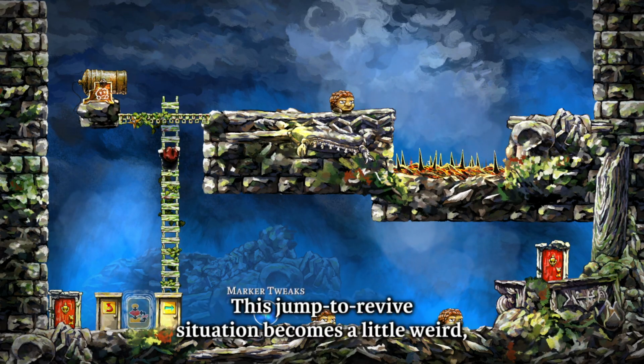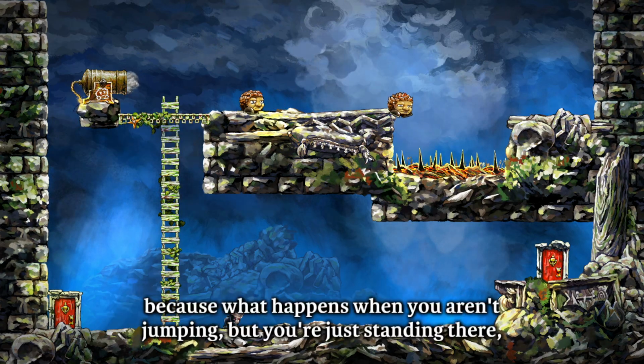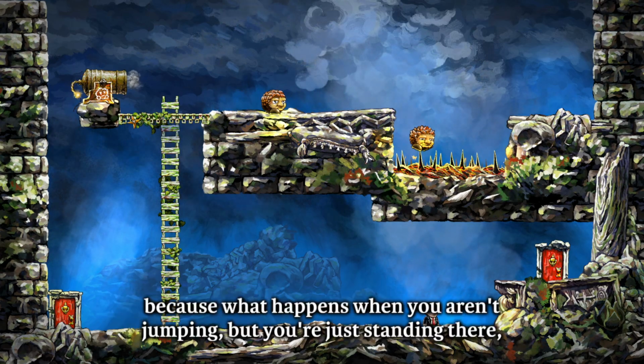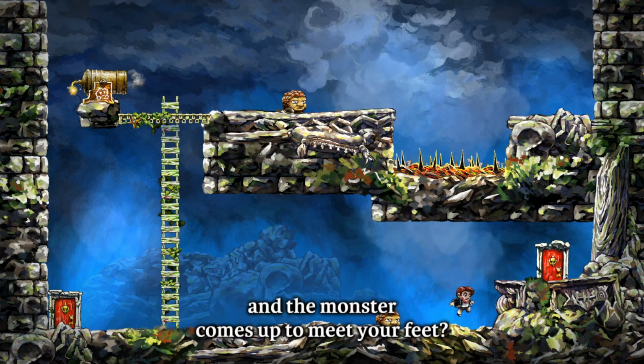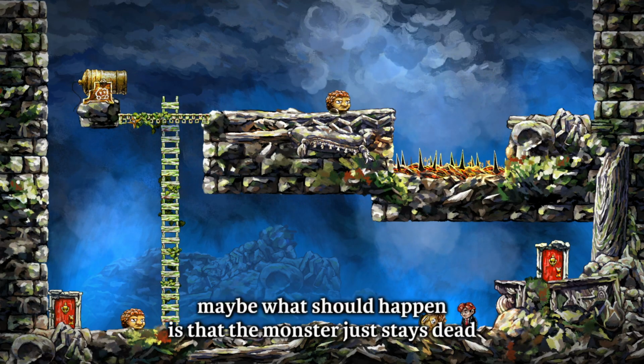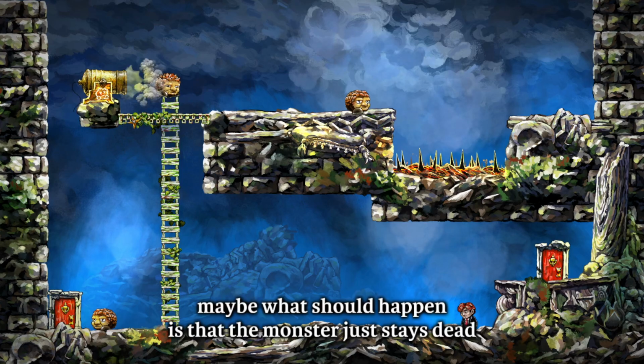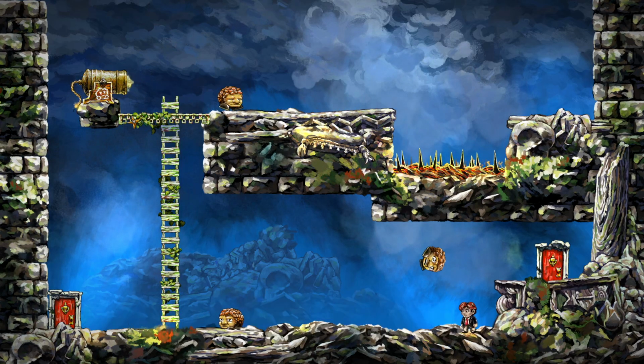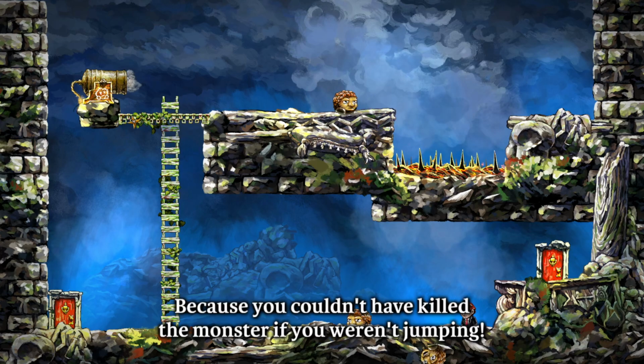This jump to revive situation becomes a little weird, because what happens when you aren't jumping, but you're just standing there, and the monster comes up to meet your feet? If we're keeping with a strict interpretation of the rules of the game, maybe what should happen is that the monster just stays dead and keeps falling upward past you, because you couldn't have killed the monster if you weren't jumping.